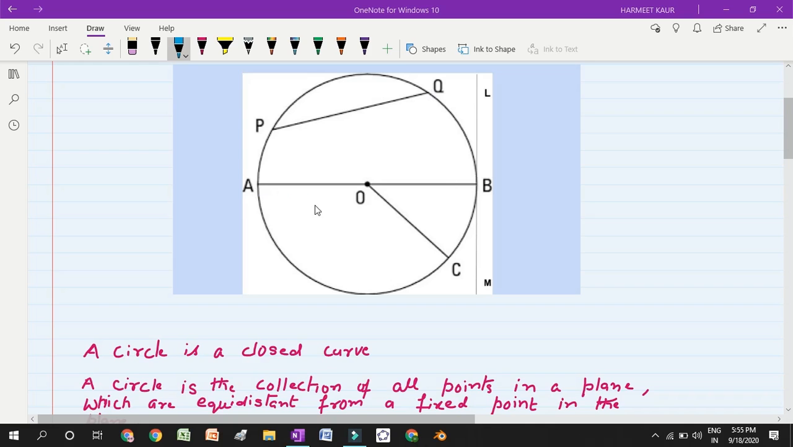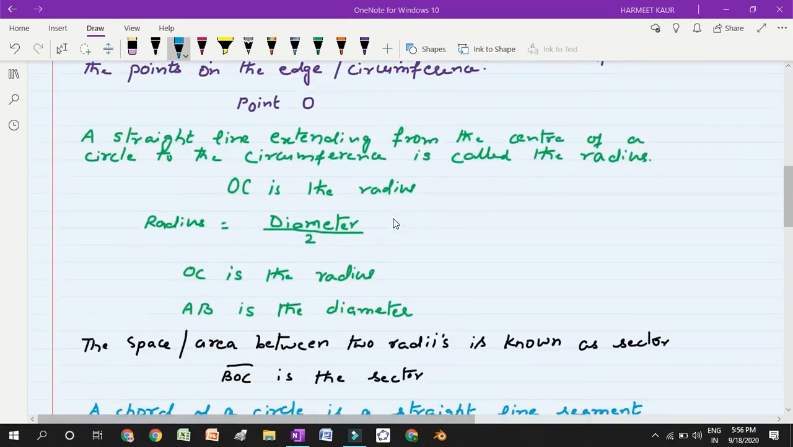AB is the diameter and the diameter is the longest chord of the circle. The diameter is also the joining of two endpoints, but the difference is that the diameter passes through the center. Other chords except the diameter don't cross or pass through the center. So the diameter is the longest chord of the circle.